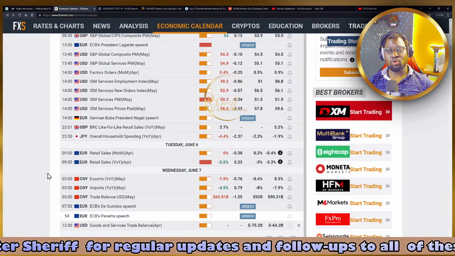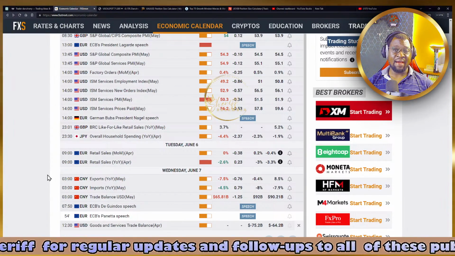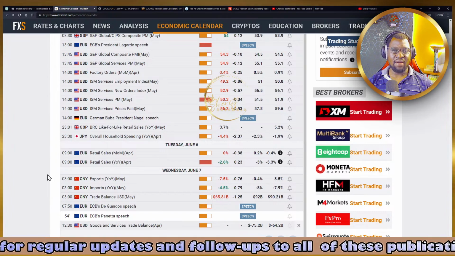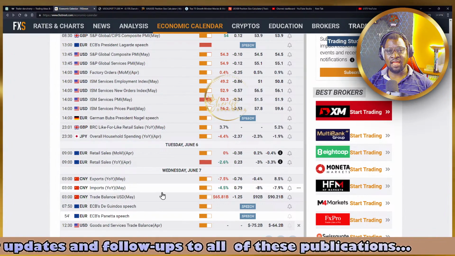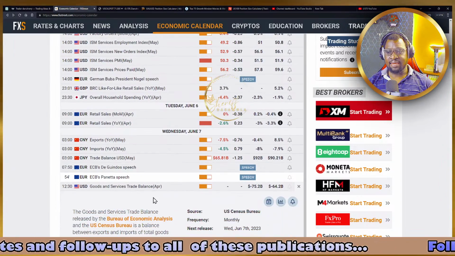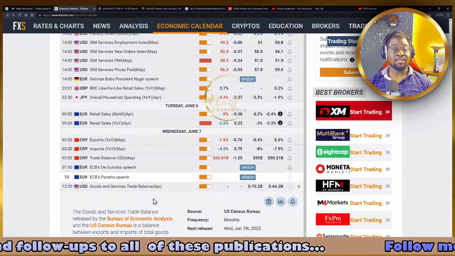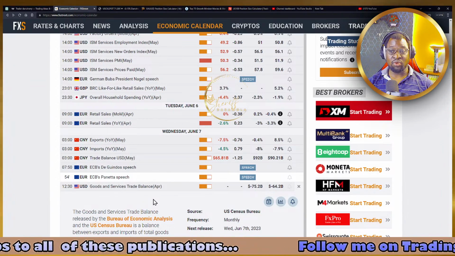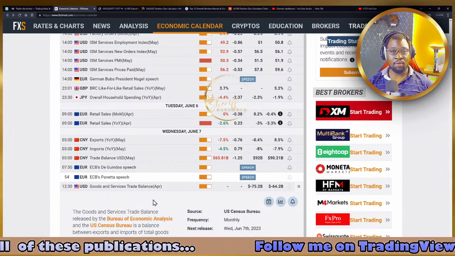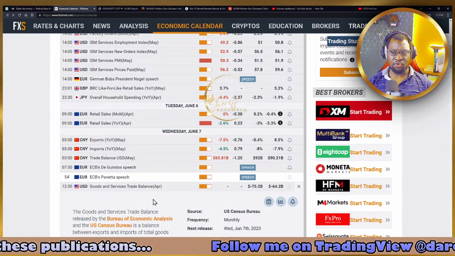But what I did here was to filter in and include the medium impact event, which has a significant feature coming in from the US docket, and that is the goods and services trade balance. This is a very, very important event that we all want to be looking forward to, and it is coming up in about 3 to 4 hours from now.